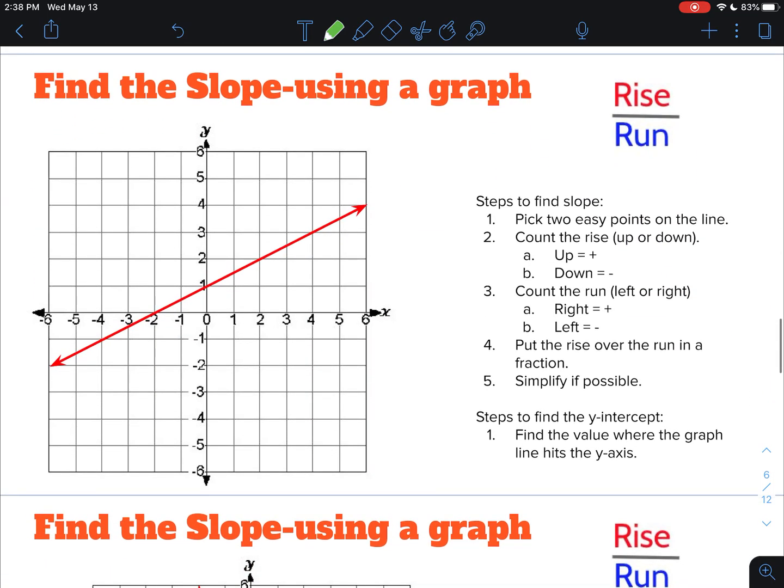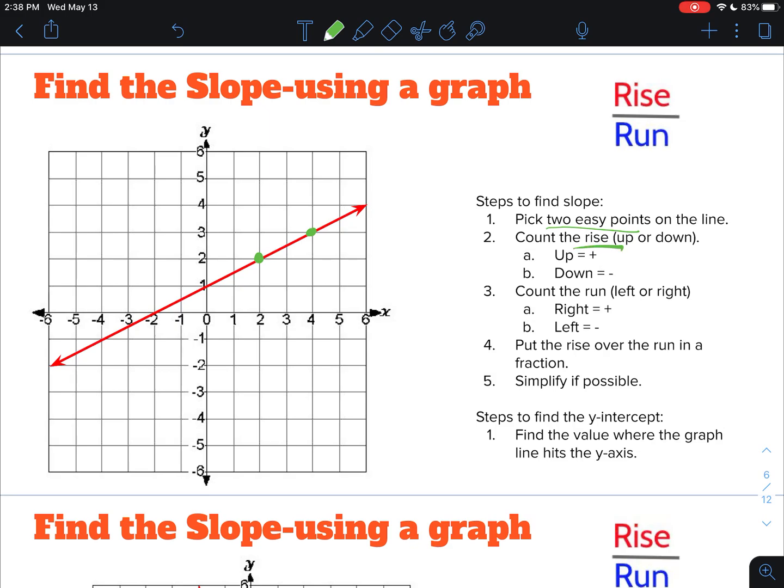Okay, so let's try another one. Pick 2 easy points. This one's pretty easy. And then this is an example. I wouldn't do that one right there because notice it's at 2.5 for the y. And you all know I don't like fractions. I like whole numbers. So I'm going to do this one right here.